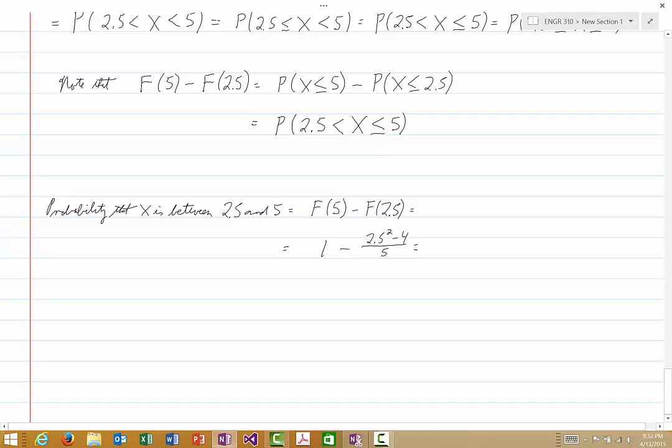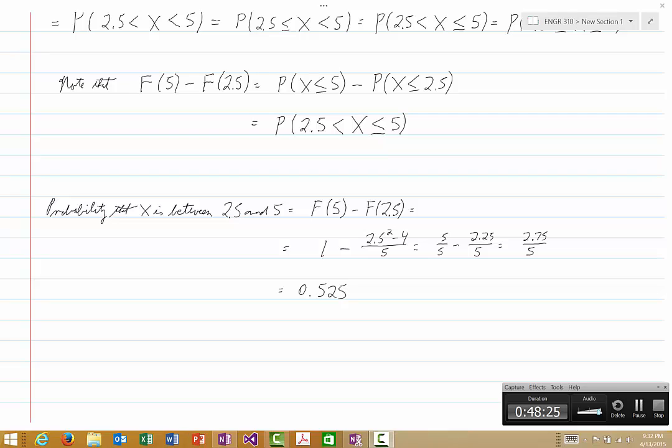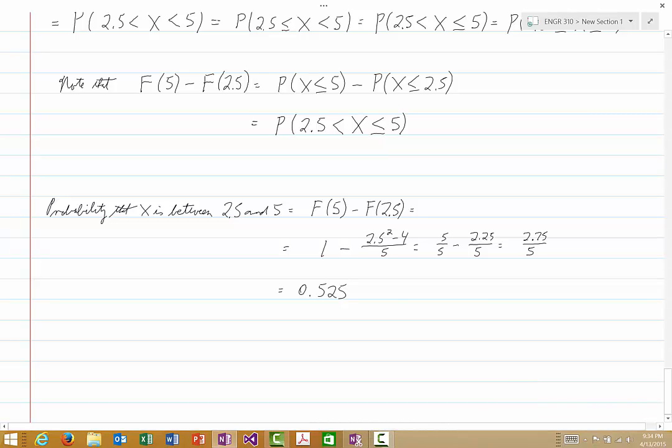And that gives us 5/5 minus, 2.5 squared will be 6.25, and 6.25 minus 4 will be 2.25. And so we get 2.75 over 5, or 0. I believe that's 525. Let me check this calculation. Oops, that's wrong. 0.55.